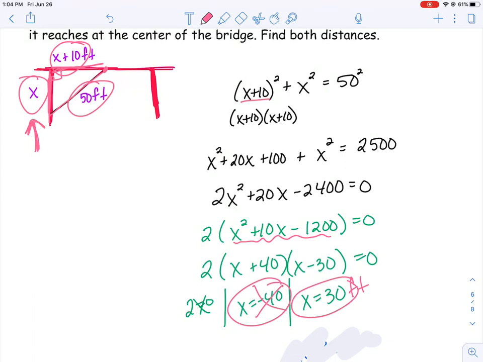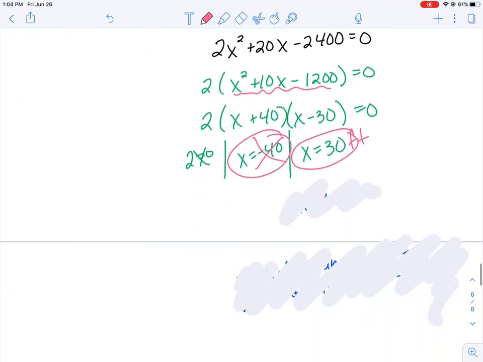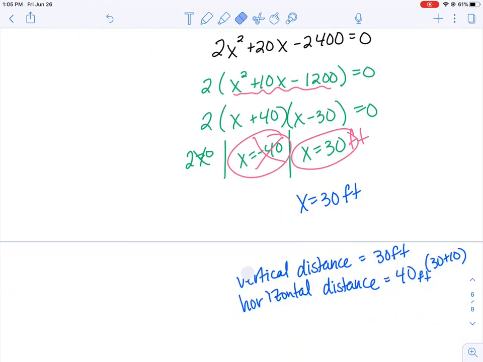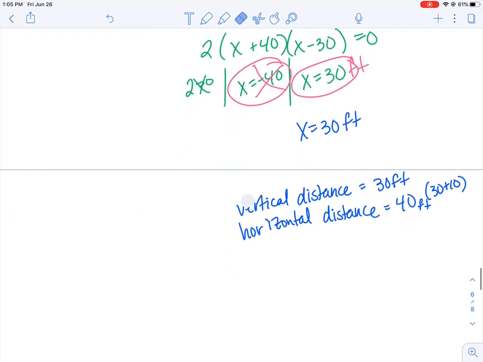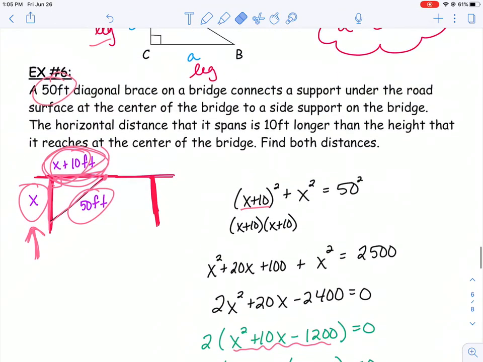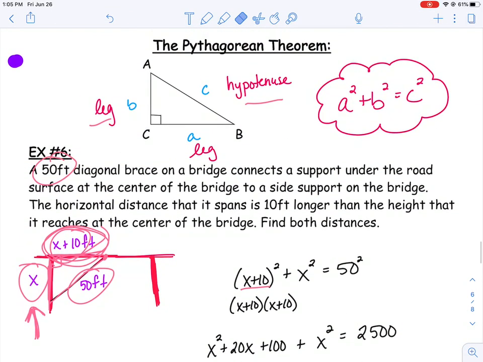If the vertical distance is 30 feet, well then this horizontal distance should be 10 feet more, or could I say 40? So I can say that my vertical distance is 30 feet and my horizontal distance is 40 feet, making sure that I answer the question and label my answer clearly. Using Pythagorean theorem, a squared plus b squared equals c squared, anytime I have a right triangle. Make sure that you know it, okay?